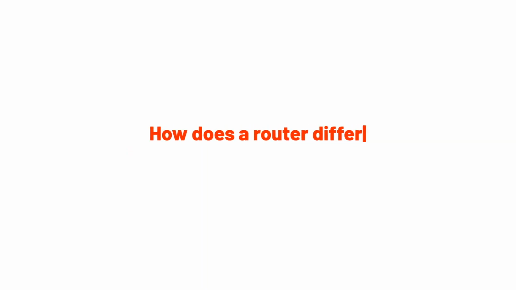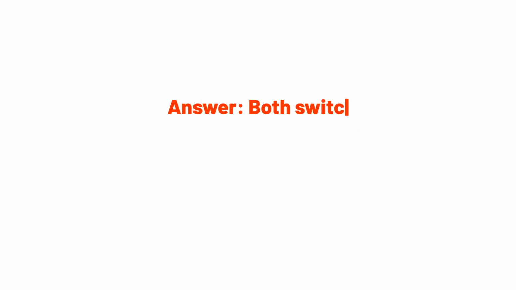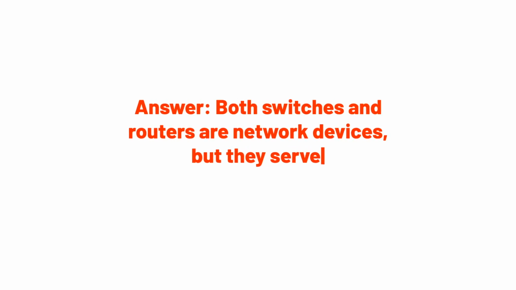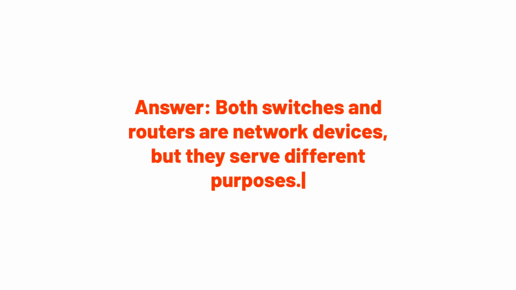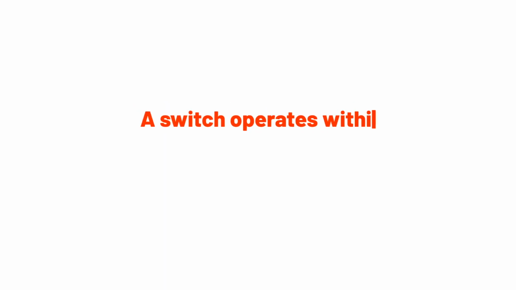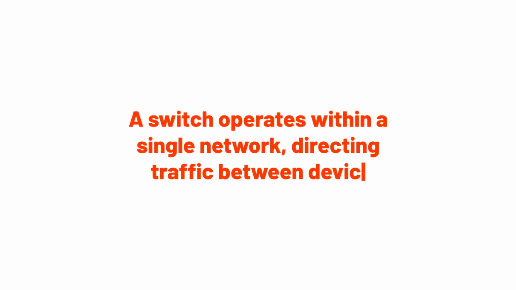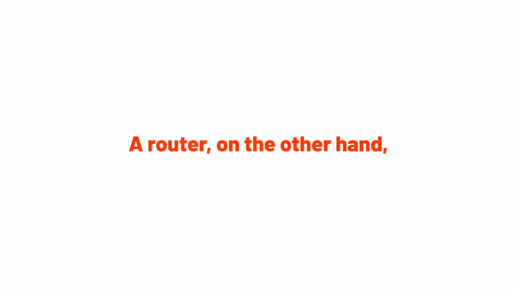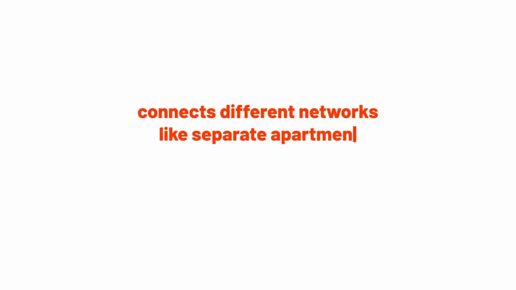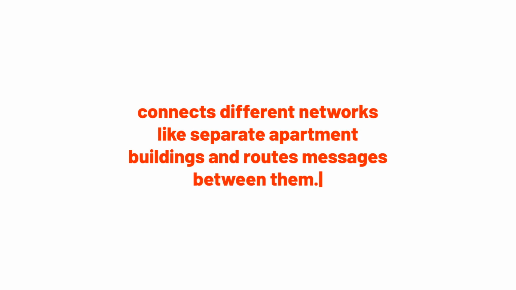How does a router differ from a switch? Answer: both switches and routers are network devices, but they serve different purposes. A switch operates within a single network, directing traffic between devices. A router, on the other hand, connects different networks like separate apartment buildings and routes messages between them.